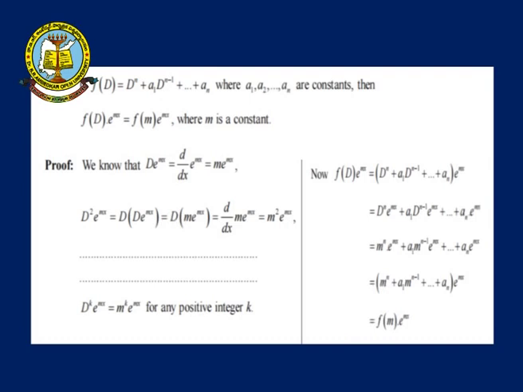That is the formula. Now, for the proof, I will take D of e to the power of mx, which is d by dx of e to the power of mx, so it is m into e to the power of mx. That is the first derivative of the function. Again, D squared into e to the power of mx is D of D of e to the power of mx, which is d by dx of m into e to the power of mx, giving m squared into e to the power of mx. Continuing, D to the power k into e to the power of mx is m to the power k into e to the power of mx. Applying this to each term of f of D into e to the power of mx, the total is f of m into e to the power of mx. Hence it is proved.